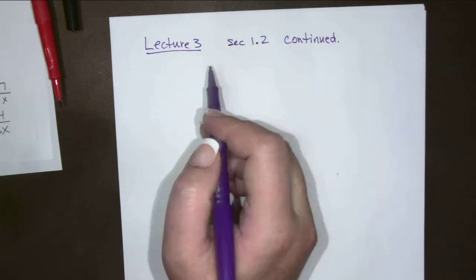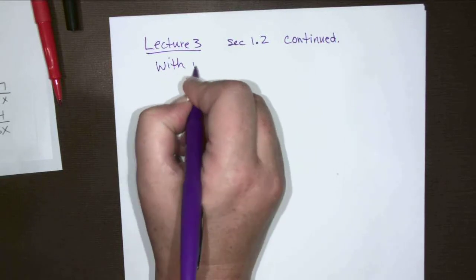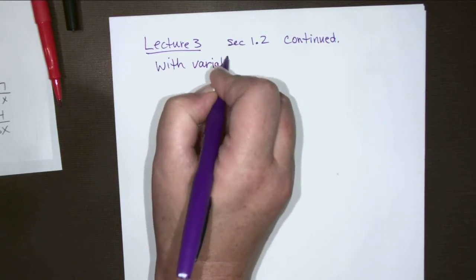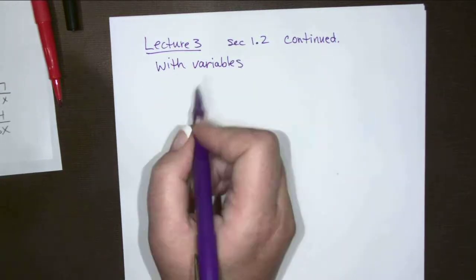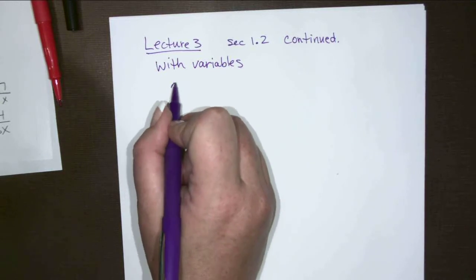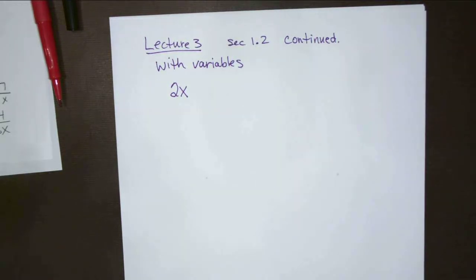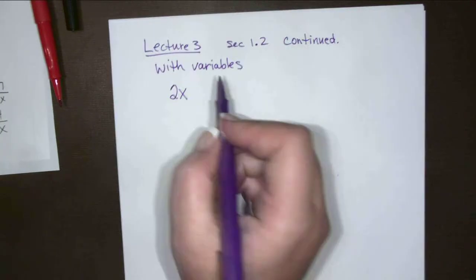Okay, so what we're going to do with section 1.2 is add variables. So let's just write down with variables. So here's a really, really common problem in math. 2x. That is 2 times x. Do you agree? Everyone agrees with that, I'm sure.